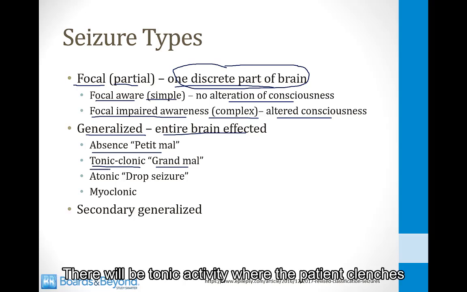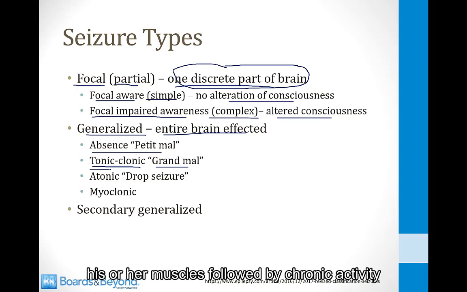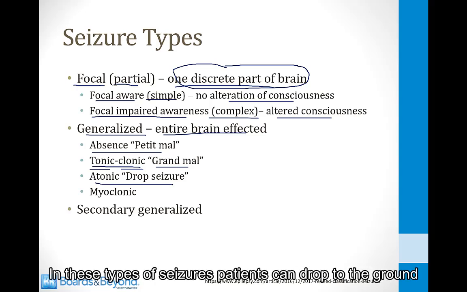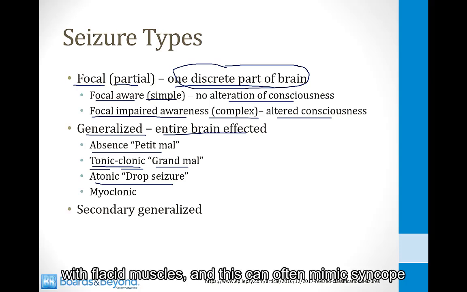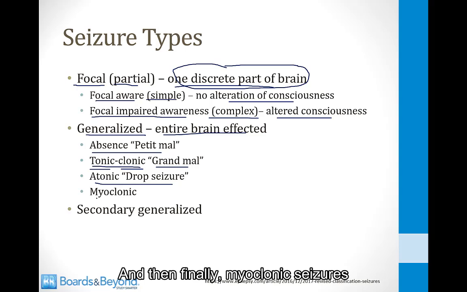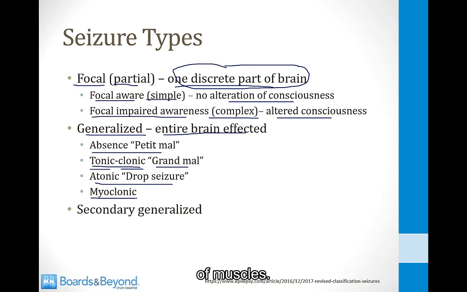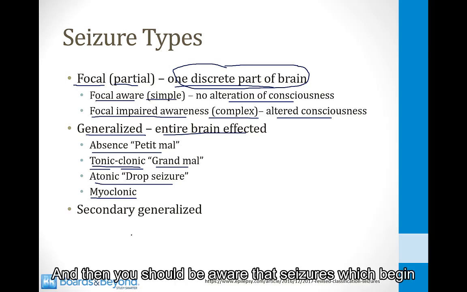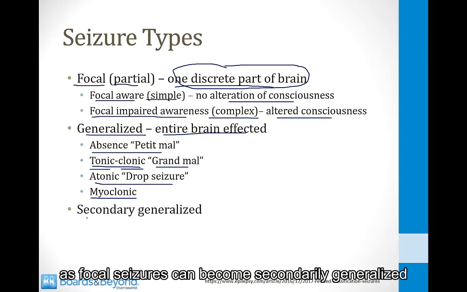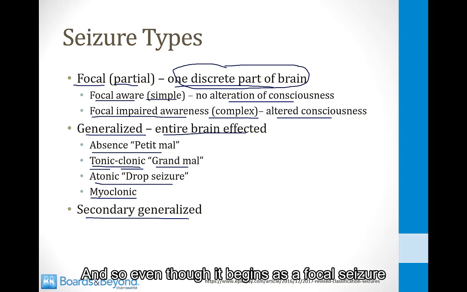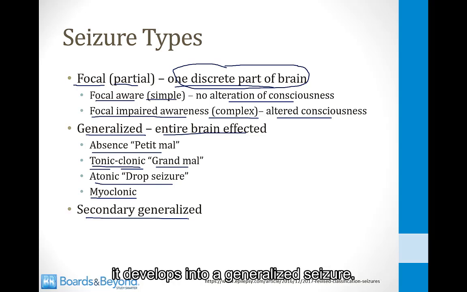There will be tonic activity where the patient clenches his or her muscles, followed by clonic activity where muscles begin jerking. Atonic seizures are also called drop seizures. In these types of seizures, patients can drop to the ground with flaccid muscles, and this can often mimic syncope from a cardiac cause. And then finally, myoclonic seizures are seizures where patients have repetitive jerking motion of muscles. And then you should be aware that seizures which begin as focal seizures can become secondarily generalized, meaning that the seizure activity spreads, and so even though it begins as a focal seizure, it develops into a generalized seizure.